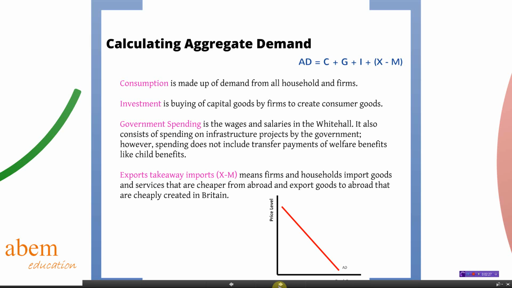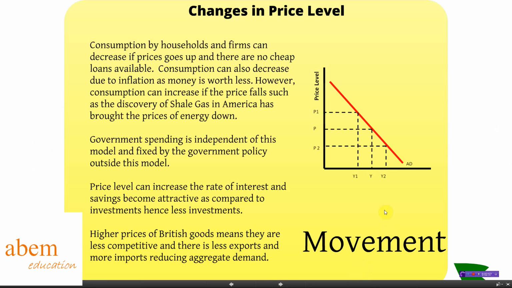Net exports, which is your exports take away imports, means firms and households import goods and services that are cheaper from abroad and export goods abroad that are cheaply created in Britain. So any change in these components of aggregate demand will increase or diminish the aggregate demand. Looking at why we move along the aggregate demand curve, let's say the original price is P, and if it falls down to P2, the demand will move up by 2, or if the price increases to P1, then the demand will fall down to Y1.